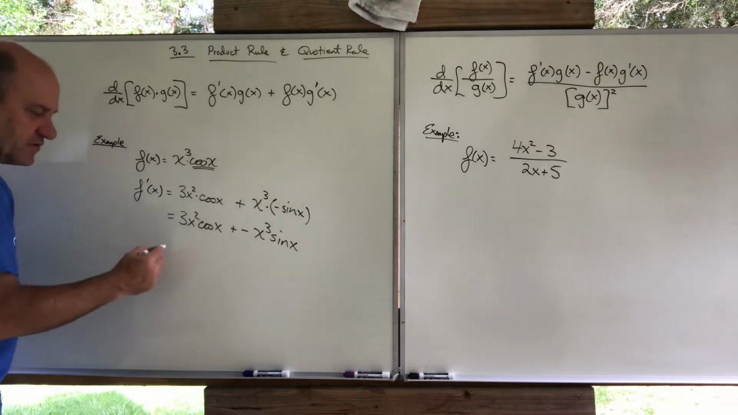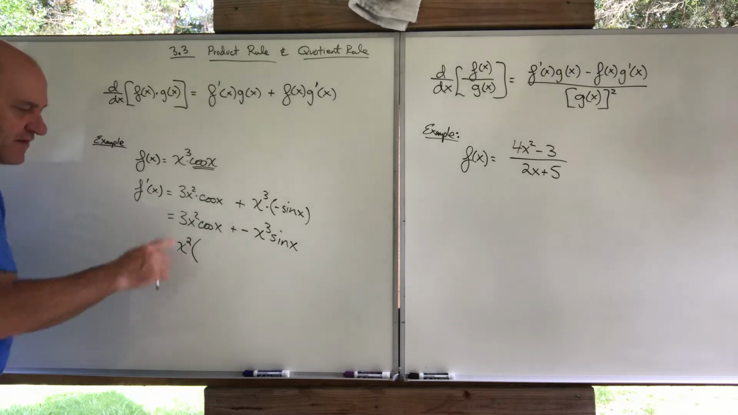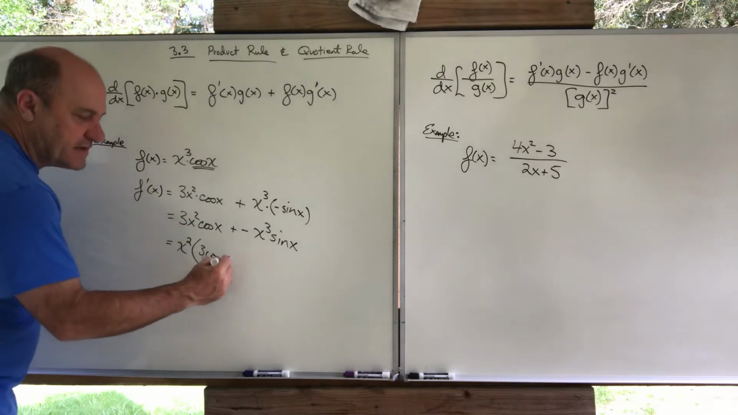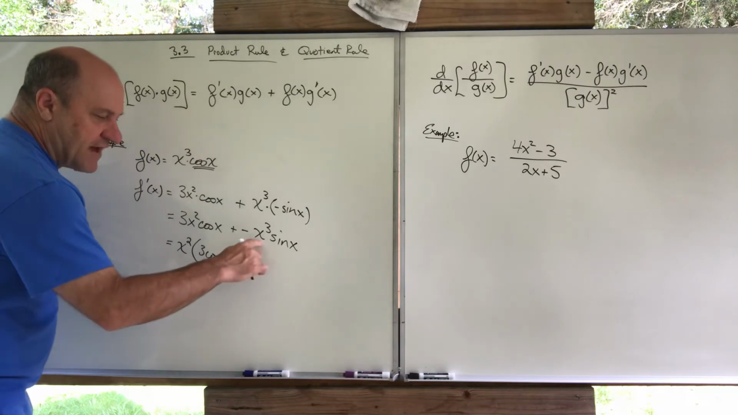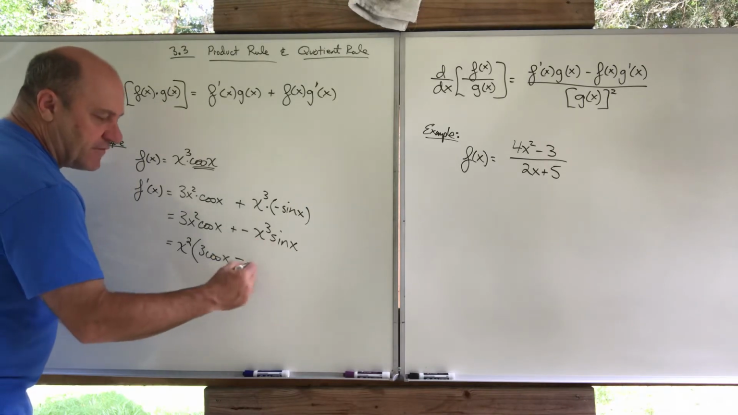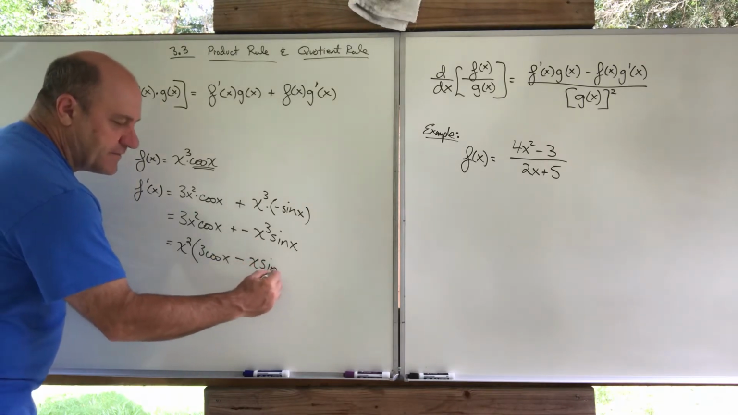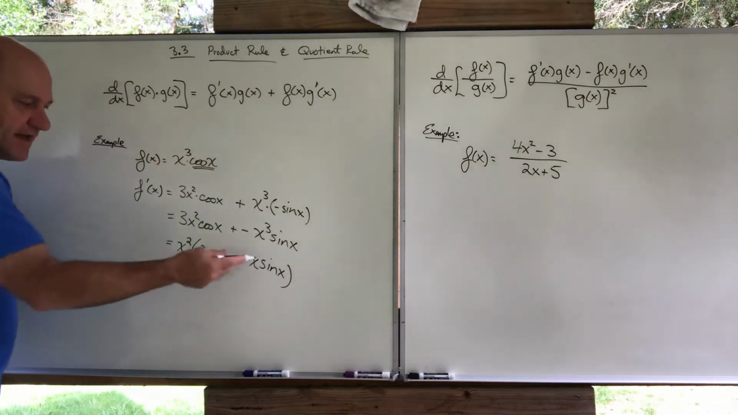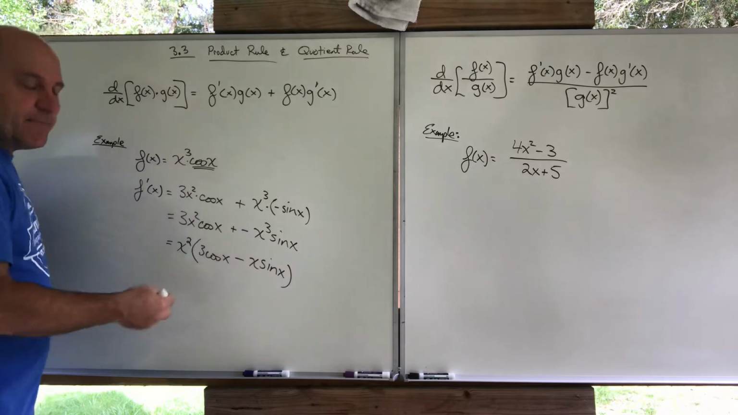The other thing I could do is a little factoring. I could factor out an x squared. If I factor out an x squared, what I'm left with here is 3 cosine x minus x sine x. So all three of these are correct answers. Again, we try to clean it up.